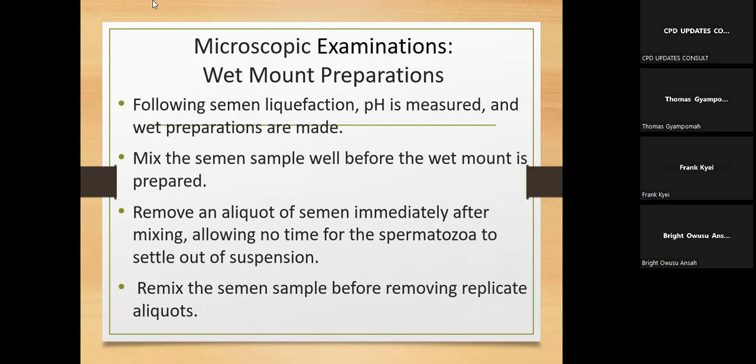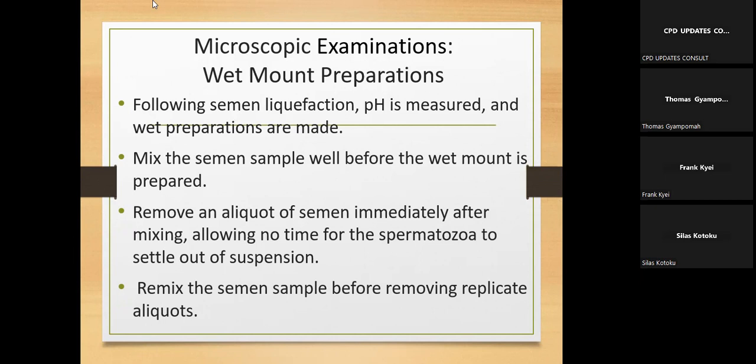So following semen liquefaction, pH is measured, and remember we say following liquefaction. I have not brought in the element of volume measurement here, because for volume measurement you don't need to wait for liquefaction. That's why I made that distinction, but I'm sure that you get it now. All right, so after liquefaction, the next thing to do is the pH measurement. Then immediately you do your wet preparation. Of course, you mix the sample very well, and then a wet mount.